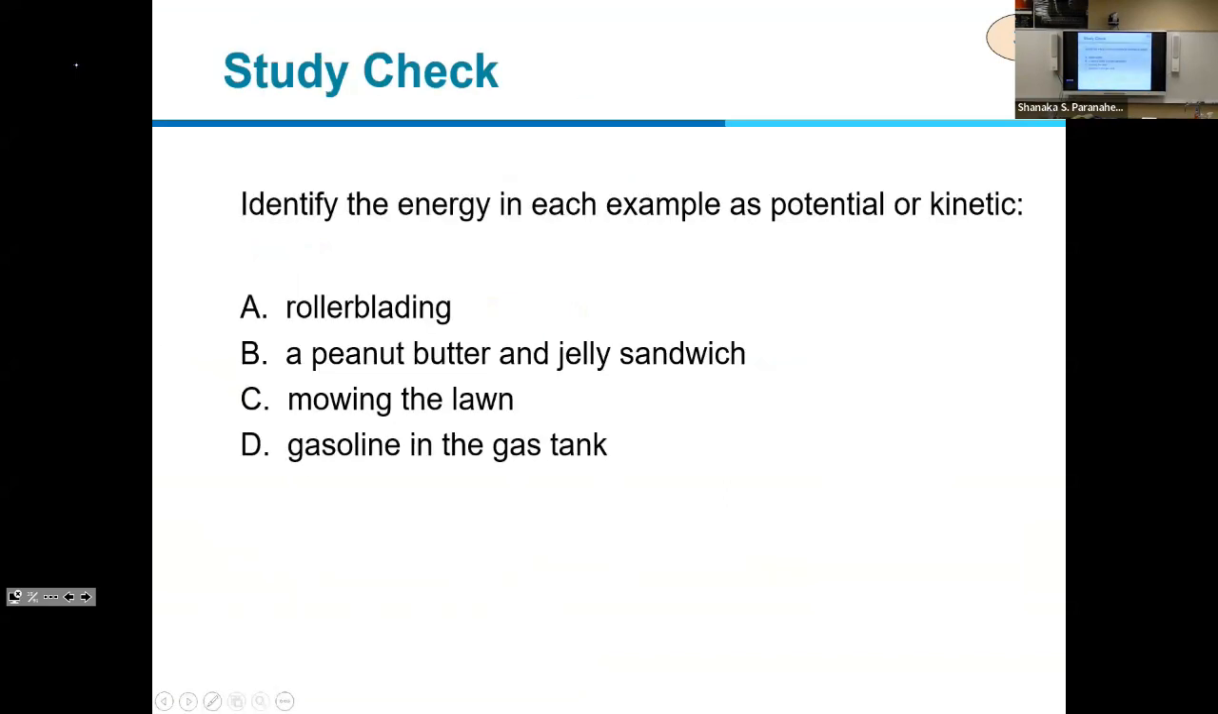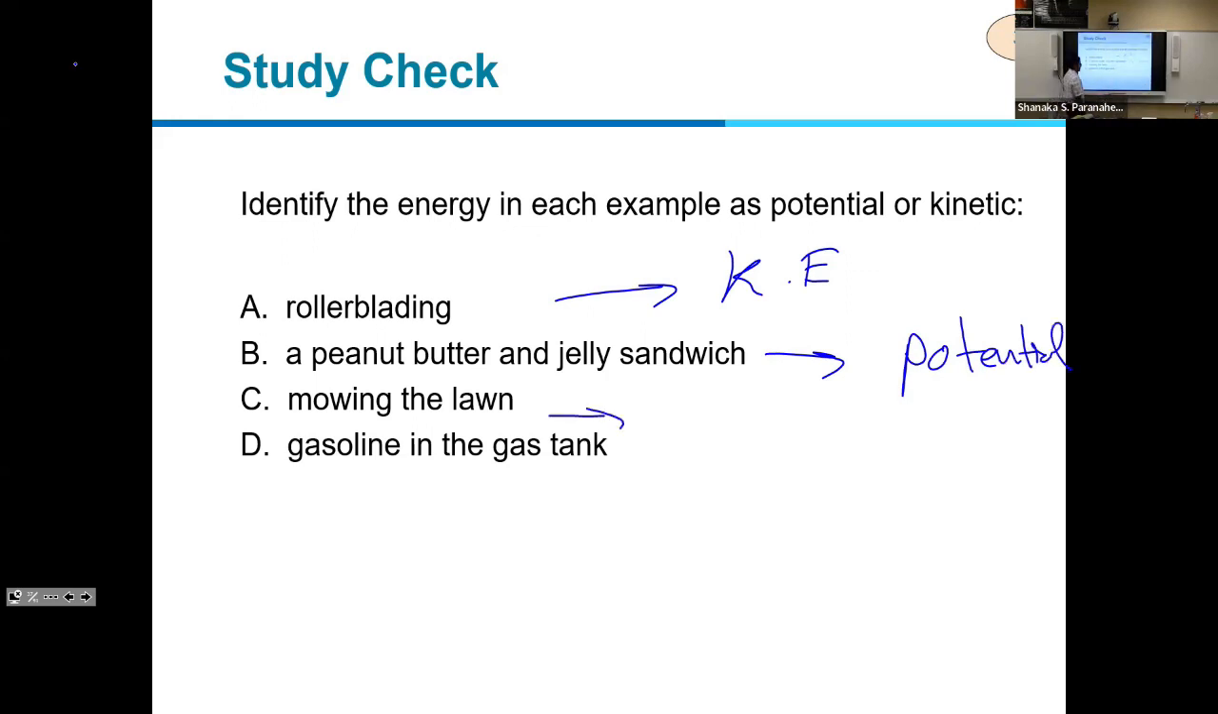Rollerblading, so what is the form of energy? Is it kinetic or potential? And a peanut butter and jelly sandwich, as chemical, it's going to be potential energy. Next one is moving blade, kinetic energy. And gasoline in the gas tank, potential energy. I will give you multiple choices like this, and you're going to pick the right one based on your question. It's not going to be the same choices, but you have different choices.